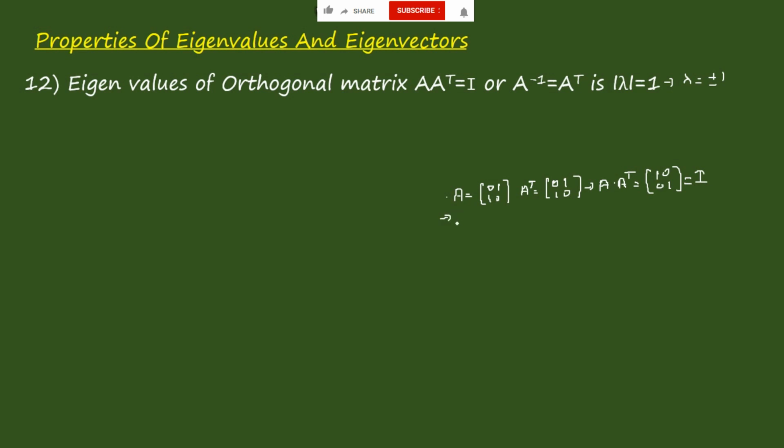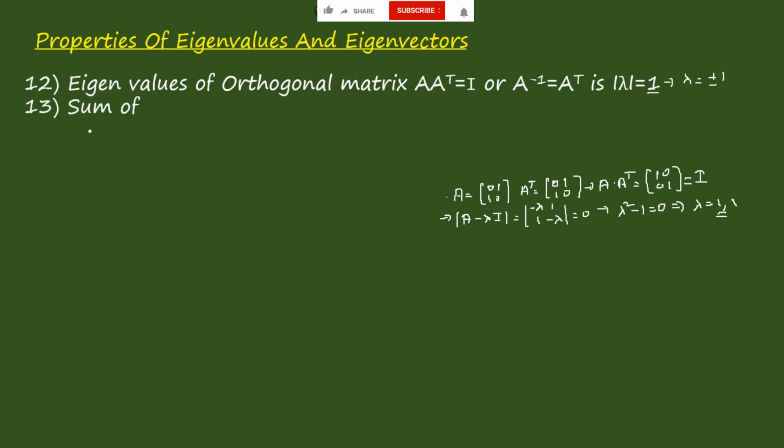Okay, the eigenvalues: we have to find the determinant of A minus lambda I. So it becomes the determinant of [[minus lambda, 1], [1, minus lambda]], which is equal to 0. Then it becomes lambda square minus 1 is equal to 0. So we get lambda equal to 1, minus 1. Yes or no? So in the case of an orthogonal matrix, the modulus of the eigenvalue would be 1. It's nothing but the eigenvalue would be plus or minus 1. Similarly, come to the second one.